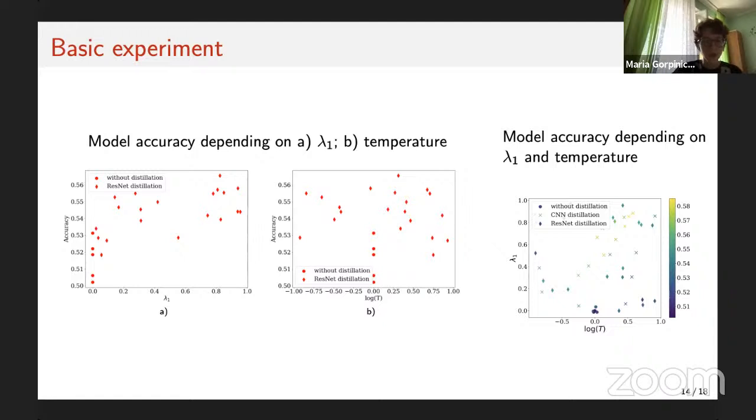On the second plot, we see that it is also true. The network performance with distillation is higher than without distillation. And we can also see that when the logarithm is not too small and not too high, the accuracy is the best. Maybe when the logarithm is equal to 0.5, we can see that it has the best results. And on the third plot, we can see the graph where we plotted the accuracy and showed it by color.